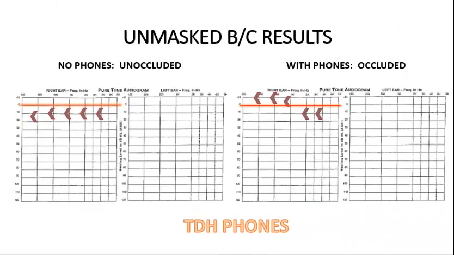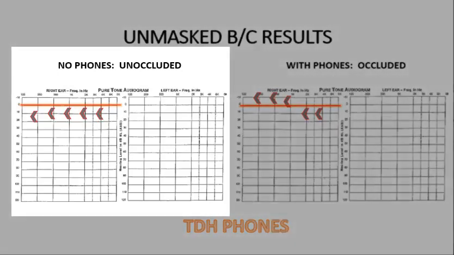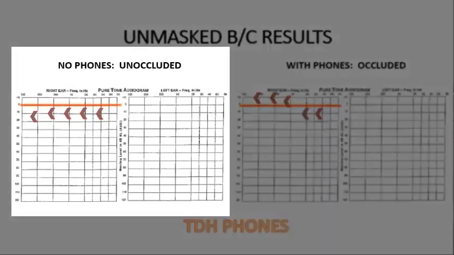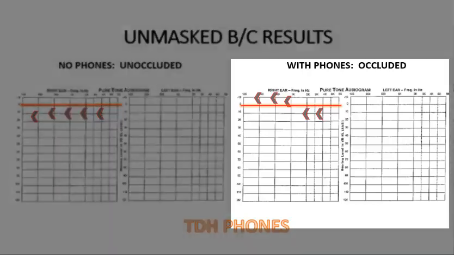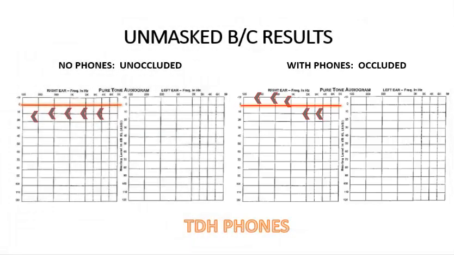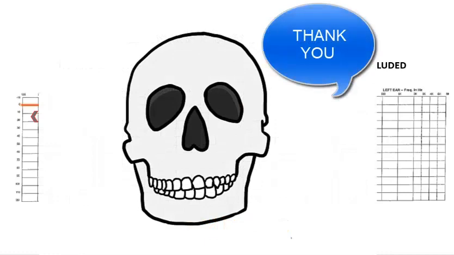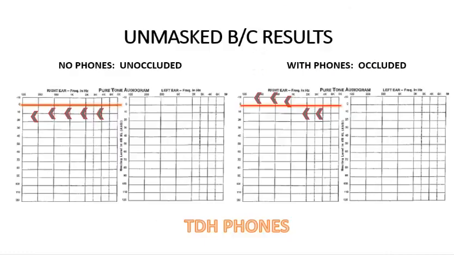What can happen with the occlusion effect? If you do unmasked bone conduction testing on a subject, you might get the results on the left. If you take the same subject and place a set of TDH headphones on their head and retest the bone conduction, you might get the results on the right. If the person has a robust occlusion effect, it could affect the unmasked bone conduction results very much. I recommend always doing unmasked bone conduction with both ears unoccluded.